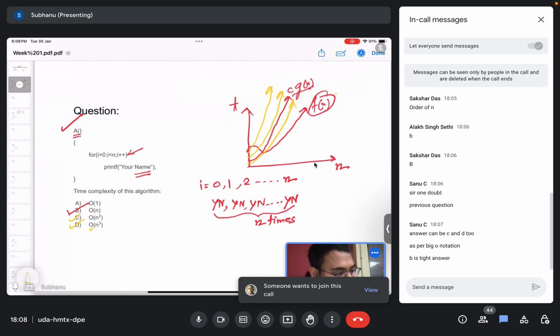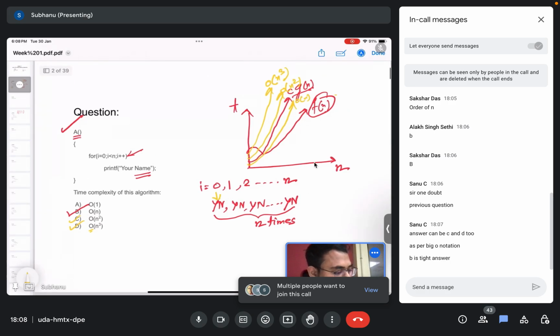Okay, so if this is the order of n, then it will be order of n square, and this will be order of n cube. But you see that only for n times your name is printing. So that's why this for loop is running for n times from 0 to n, but it is not running for n square time, it is running only for n times.